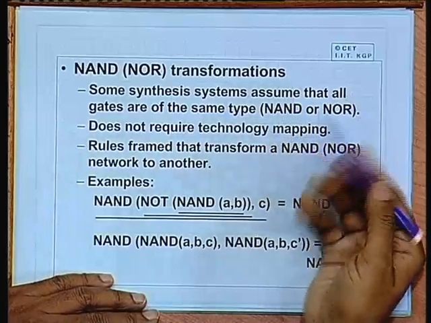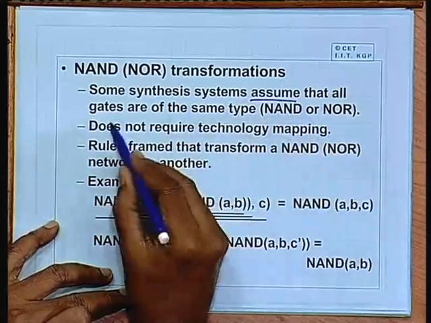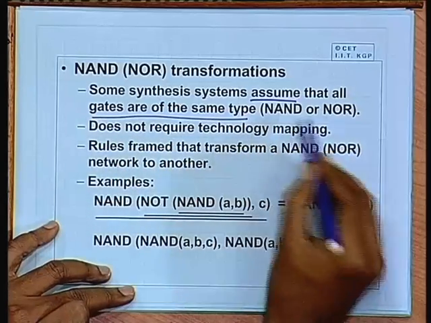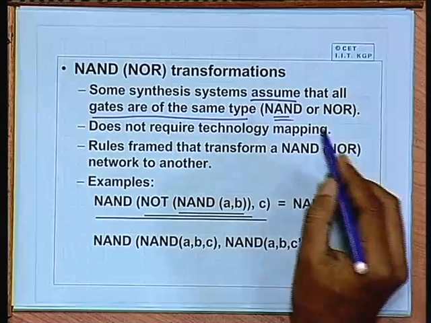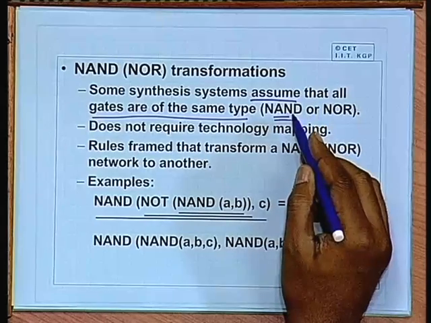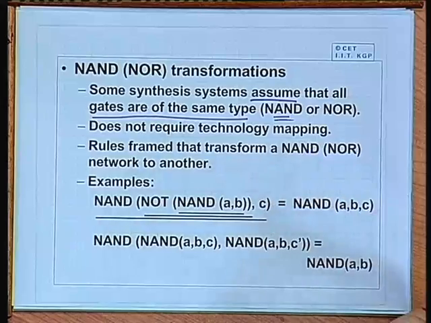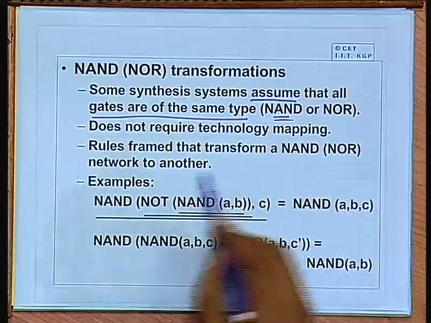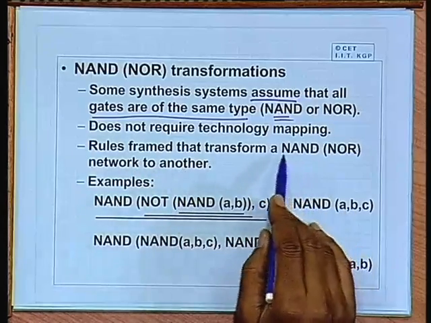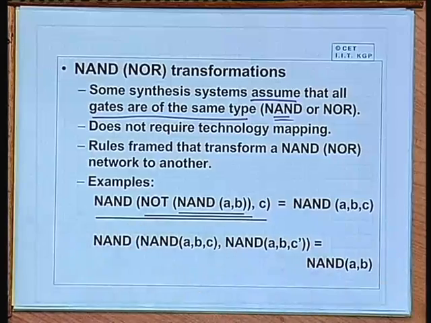Now, after this is done, you can very well assume that all gates are of the same type. Typically, we use NAND more often than we use NOR. So, since all gates are of type NAND, which is one of the basic gates, you do not require any specific technology mapping, because NAND is always a part of any library. And now we have a set of rules which are framed based on NAND or NOR networks. Like you have an example out here.